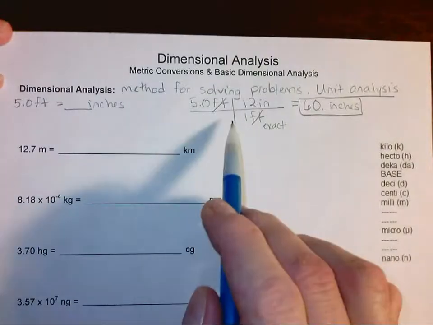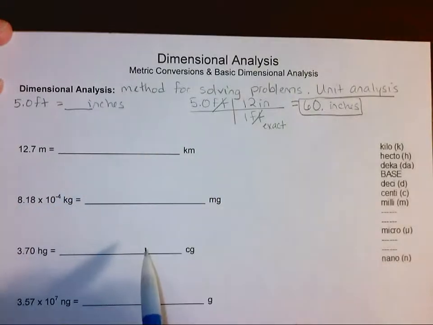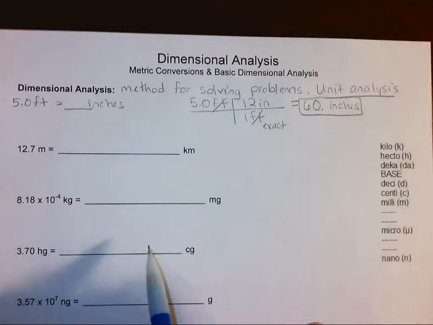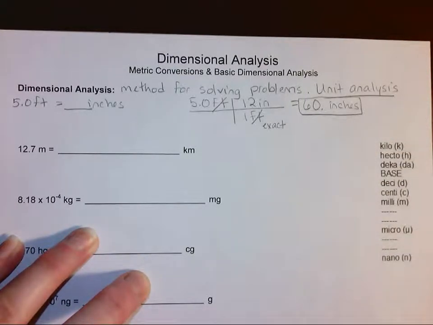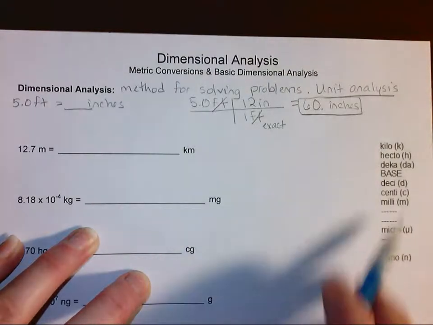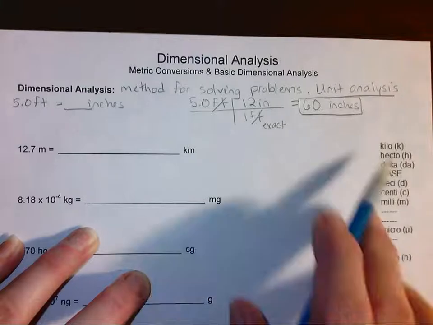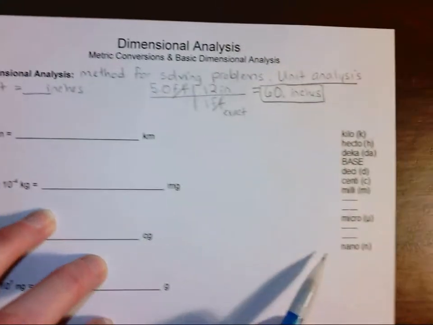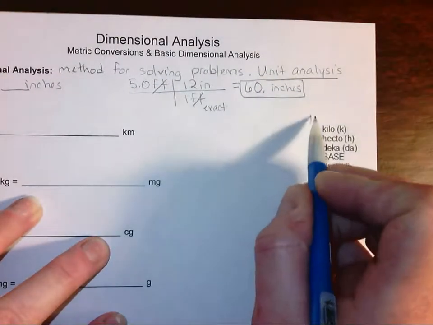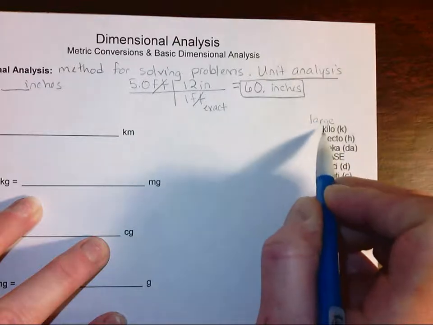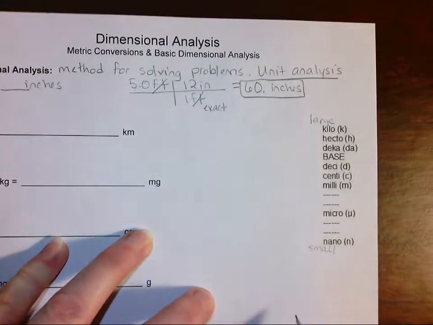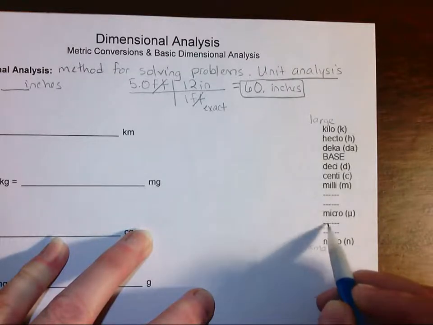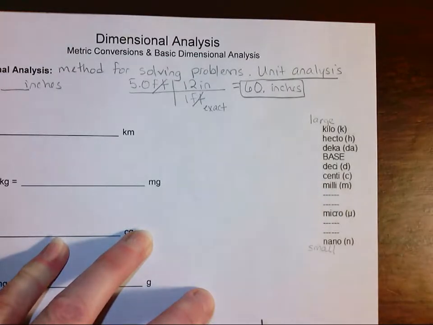We are going to use this process of dimensional analysis to solve metric conversions. And the way I do that is I memorize my metric prefixes. And by memorizing my metric prefixes, I know that I can calculate any metric conversion within this scale, because I have learned that my large prefixes and my small prefixes have a relationship. Between each of these spaces is a power of 10.